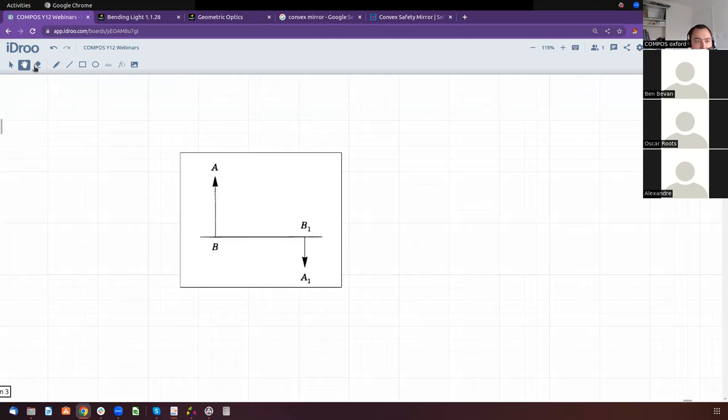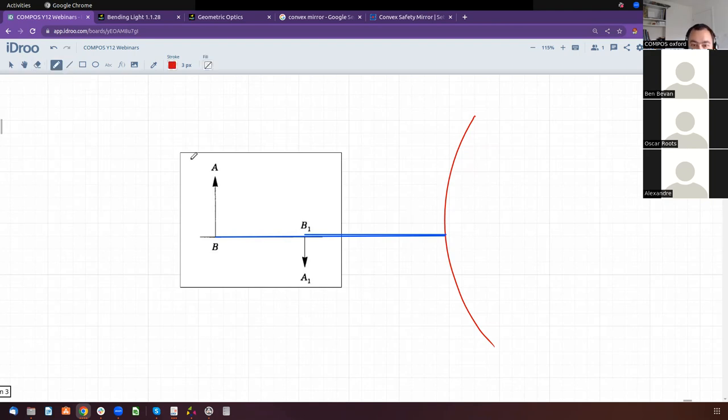Okay, so we have a mirror somewhere and we have an object. Well, we know that the mirror reflects. So let's say the mirror is somewhere here. We don't know if it's a convex or a concave mirror, but what we do know is that a ray originating from B will reflect from the mirror and travel directly back to B1. So we definitely know that there's a mirror here.